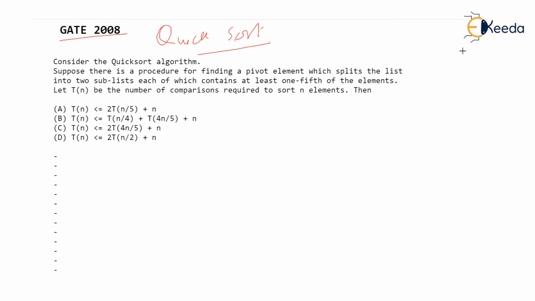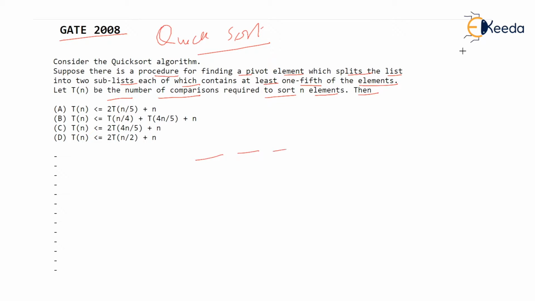Consider the quicksort algorithm. Suppose there is a procedure for finding a pivot element which splits the list into two sublists, each of which contains at least one-fifth of the elements. Then Tn is the number of comparisons required to sort n elements. Then what will be Tn?